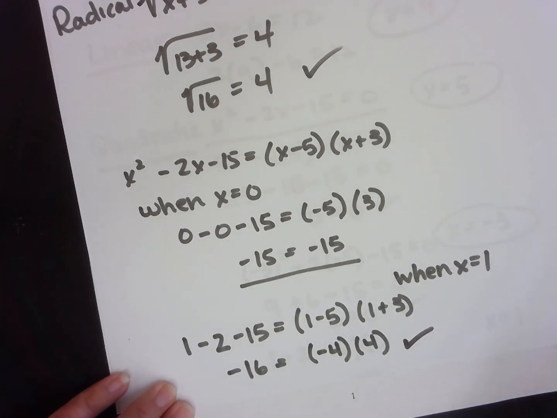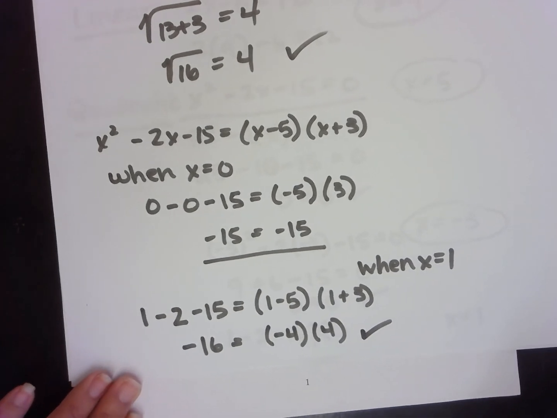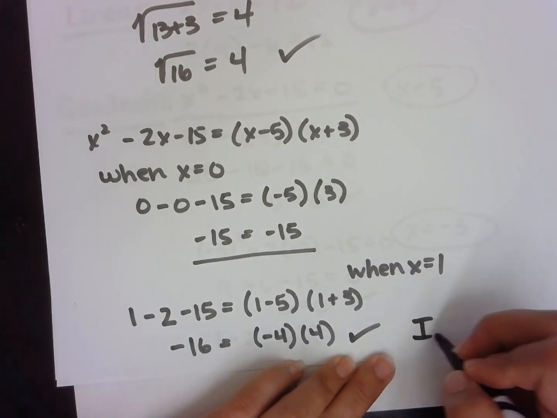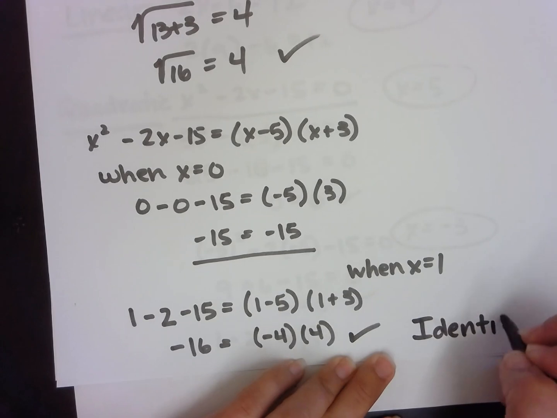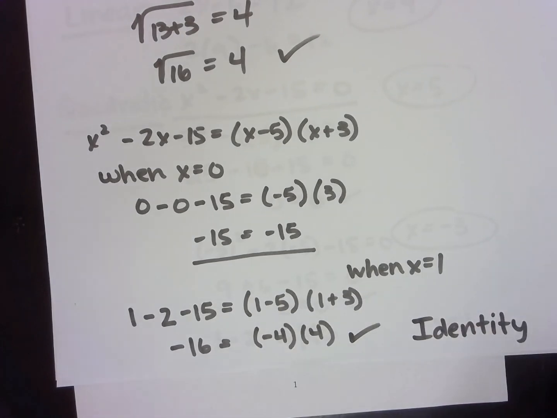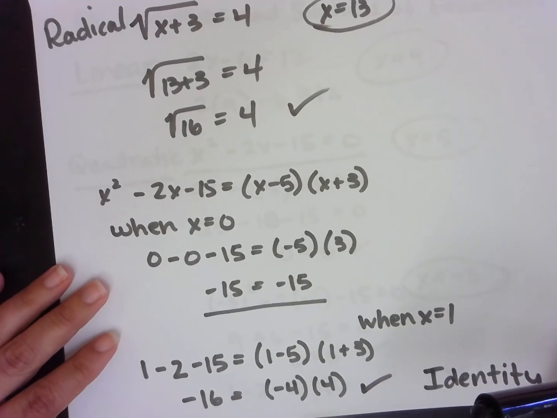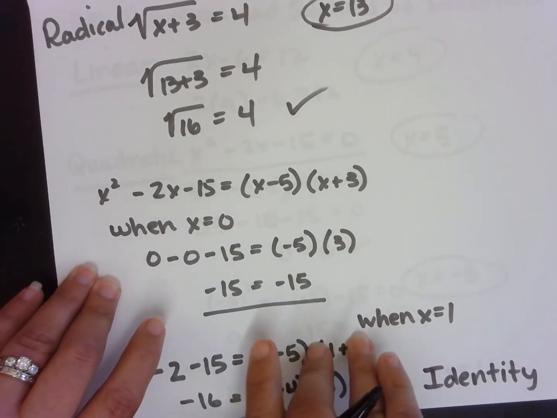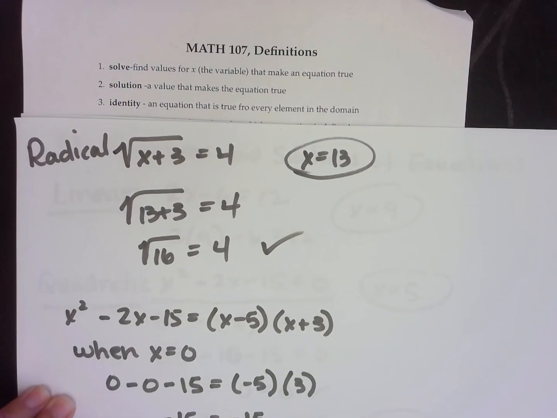This is a special type of equation. It doesn't matter which value for x that I put in. It's always going to make it true. We call this an identity. It means that any value that I could possibly come up with will make my statement true. So there's our next definition here. Let me pull this back down. An identity is an equation that is true for every element in the domain.